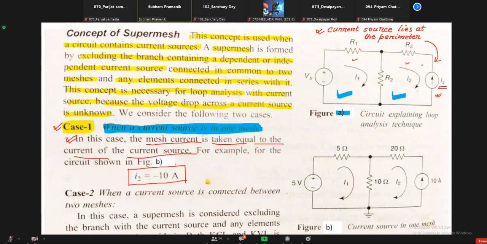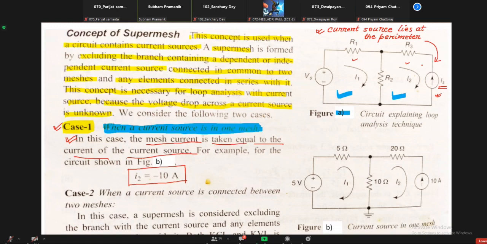So here, though there are two meshes and obviously two unknown variables, I1 and I2, we actually need to solve for only I1, because I2 is already known according to case 1. When a current source lies at the perimeter, or a current source is in one mesh, then that mesh current is entirely determined by the current source. Am I clear?